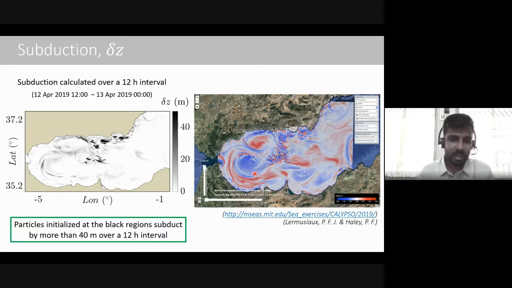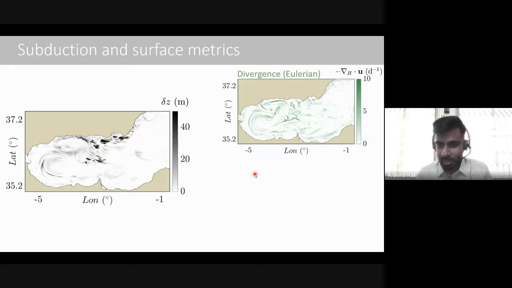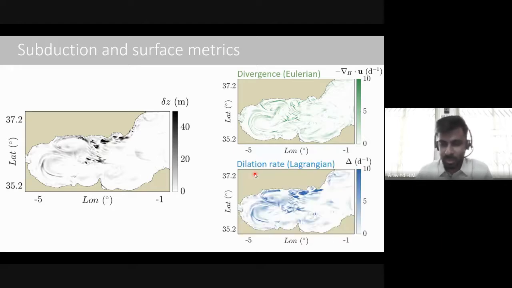So now we have the subduction field delta Z. Again, for the sake of brevity, I'm just going to show you one Eulerian metric, the divergence, and one Lagrangian metric, dilation rate. So these are the fields that I've computed on the surface of the ocean. And immediately we see that both fields share some similarities with the subduction field that you see on the left. And there is a chance that the dilation rate field might be more correlated with the delta Z field, because you see that some of these features here match the subduction field here, whereas you don't see those signatures in the Eulerian divergence field.